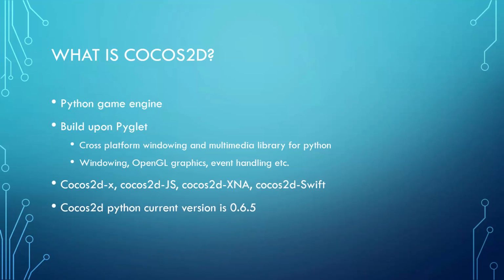So cocos2d Python's current version is 0.6.5, which was released in August 2017. Okay, now let's go to the basic concepts of cocos2d Python.